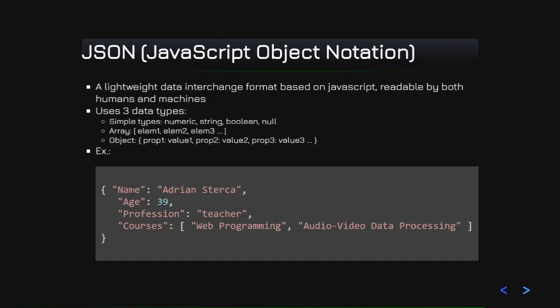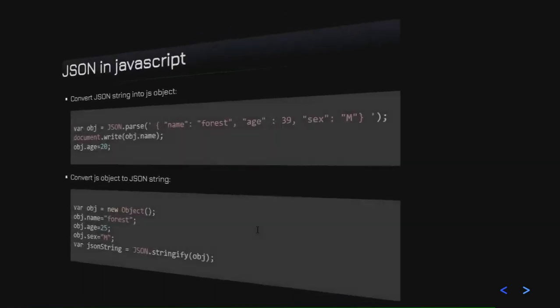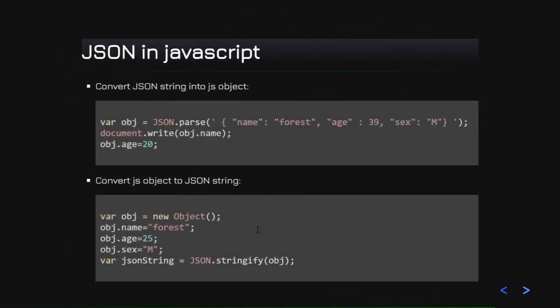The first one has the name and the value Adrian Sterka, so this one is a string. The second property, with the name age, has a number as its value. The third one is a property with the name profession and the value is a string. And the fourth one is a property with the name courses and its value is an array of 2 strings, 2 courses.